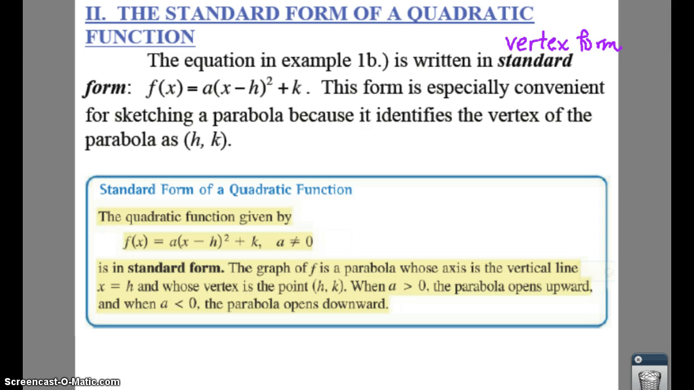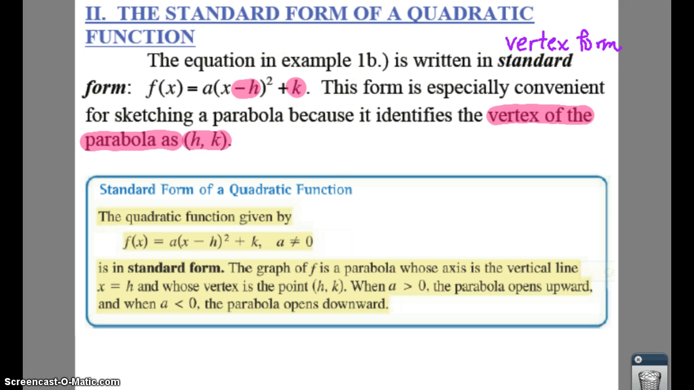This is super nice because this gives you your vertex, h comma k. So this is your vertex. It identifies the vertex of your parabola as h comma k, where remember, your h is the opposite of whatever you see, and your k is whatever you have on the outside.